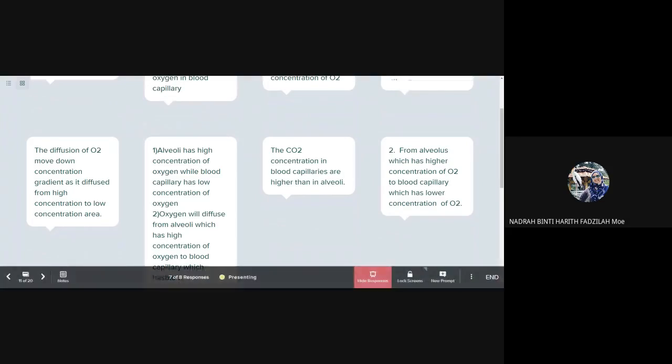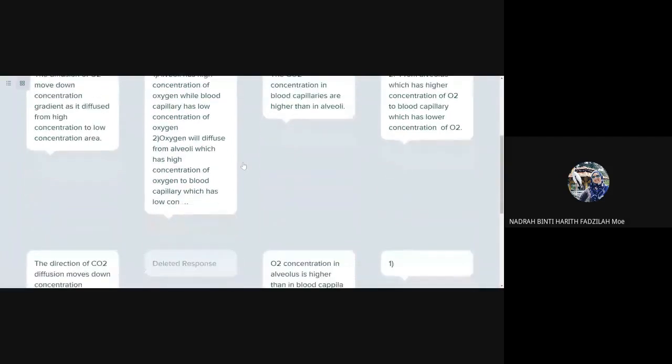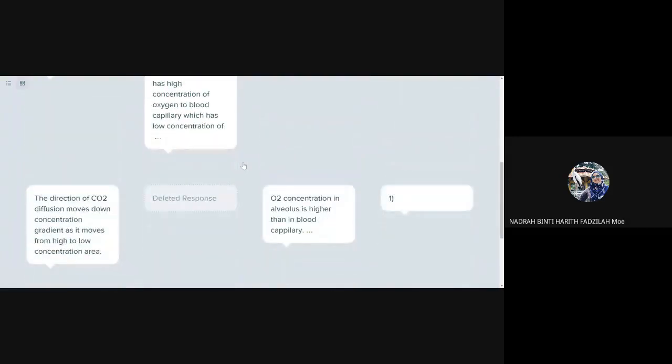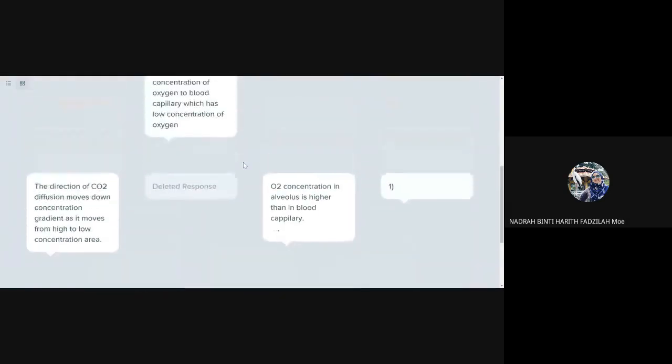So number 2, oxygen diffuse from alveoli atau alveolus to... tak habis lagi. Sorry. Teruskan.